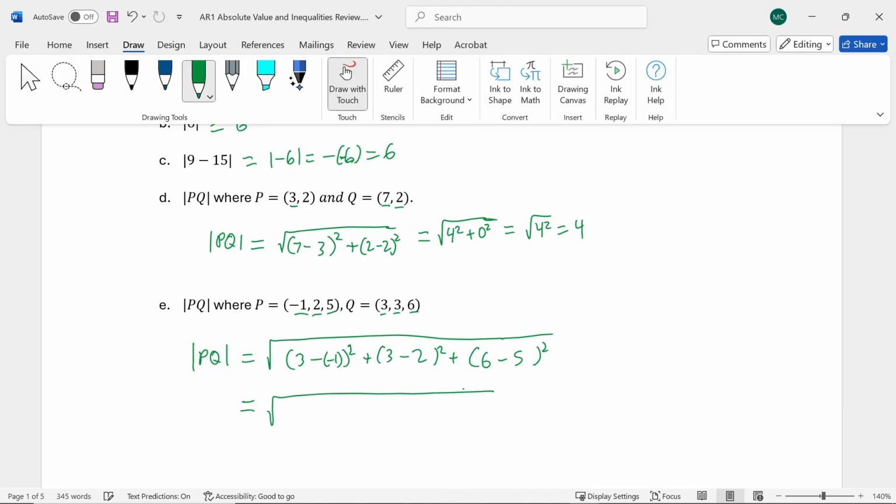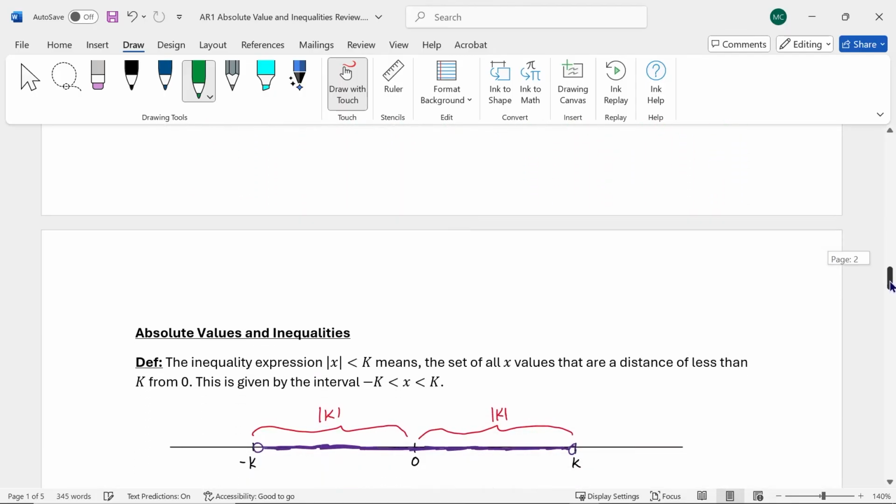This becomes the square root of 4 squared plus 1 squared plus 1 squared. That's 16 plus 1 plus 1. That's 18. So that's square root of 18. And I can simplify this a little bit to 9 times 2 inside the square root, and the square root of 9 is 3. So this is 3 root 2. Okay, let's continue.